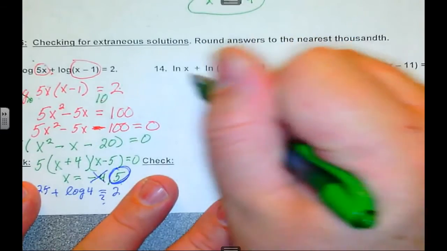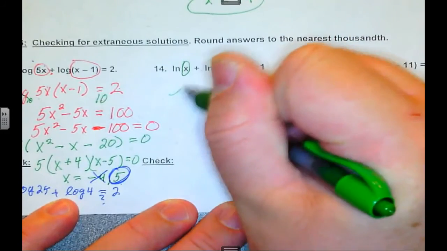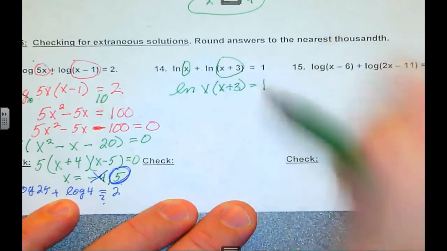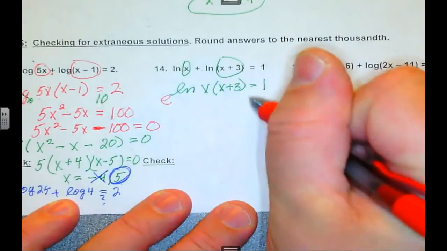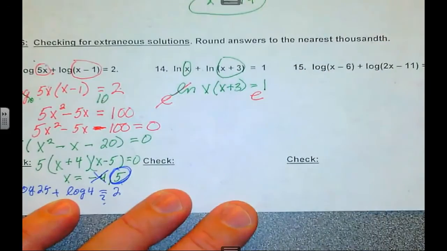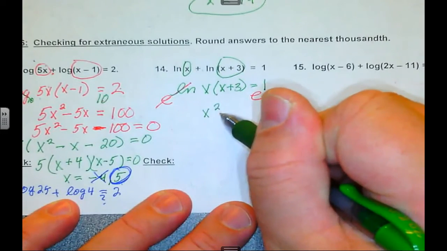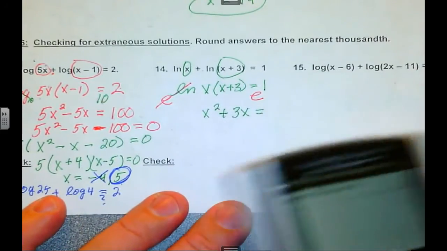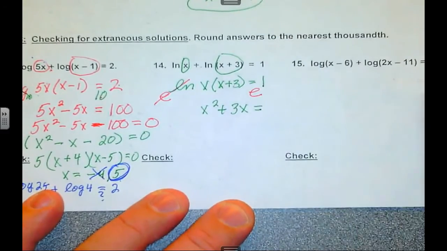Okay, let's see. I have addition, so I'm going to use the product property. I'm going to take the natural log of x times x plus 3 equals 1. I'm going to exponentiate using e. e cancels out the natural log. I'm going to go ahead and distribute. I get x squared plus 3x equals e to the first, which is 2.72.